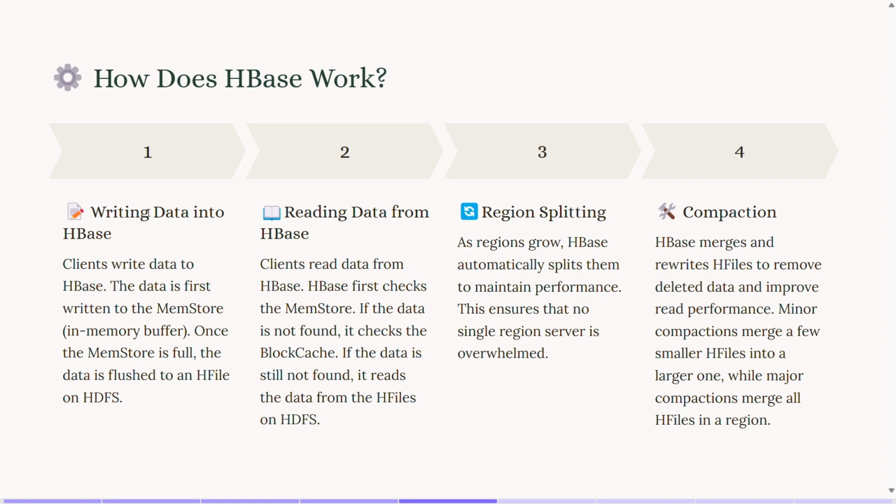Next is region splitting. As a region grows due to more data being added, it splits into smaller regions. These new regions are assigned to different region servers to distribute the load. This ensures scalability and prevents a single server from becoming overwhelmed.